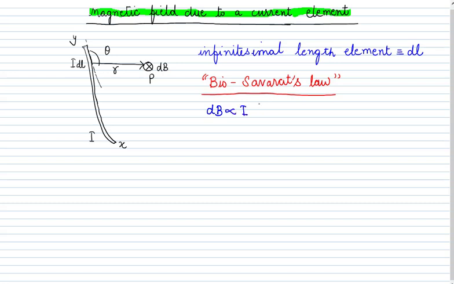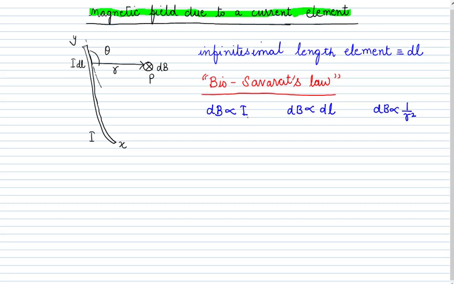So according to Biot-Savart's law, dB is directly proportional to I. Also, the magnetic field which is produced is directly proportional to the length element dl, and it is inversely proportional to the square of the distance at which the magnetic field is calculated. So these are the three relations given by Biot-Savart's law.